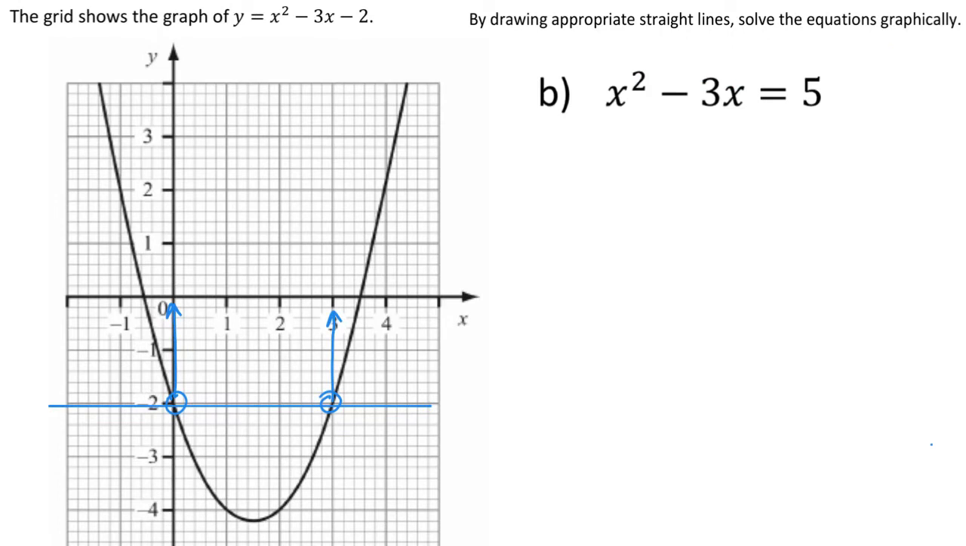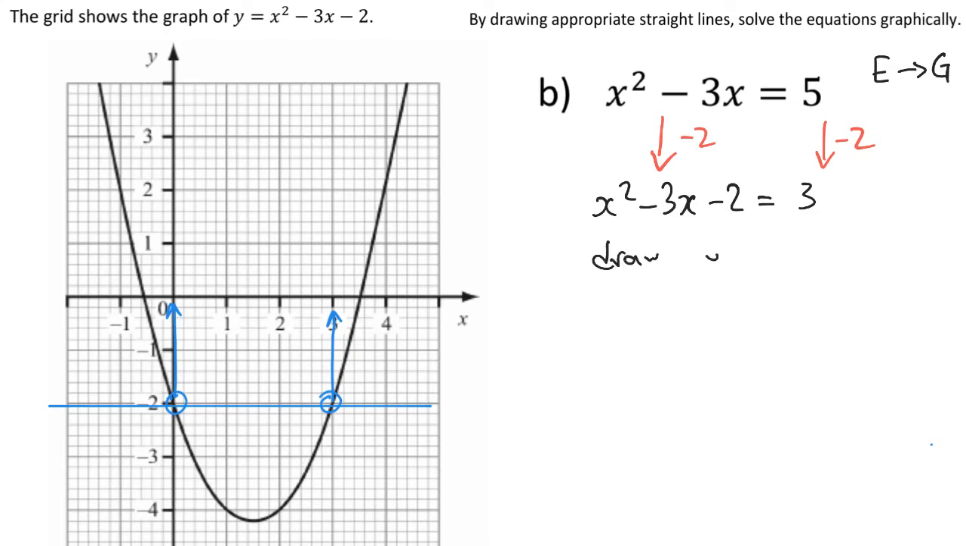So the second example then is x squared minus 3x equals 5. What we need to do is get from the equation to the graph. So the equation of the graph was x squared minus 3x minus 2. So we need to get from the equation to that, and what we need to do is subtract 2. If we do it to the left-hand side, we have to do it to the right, and then 5 take away 2 is 3. So the equation of the curve is x squared minus 3x minus 2. We need to then draw the line of y equals 3.